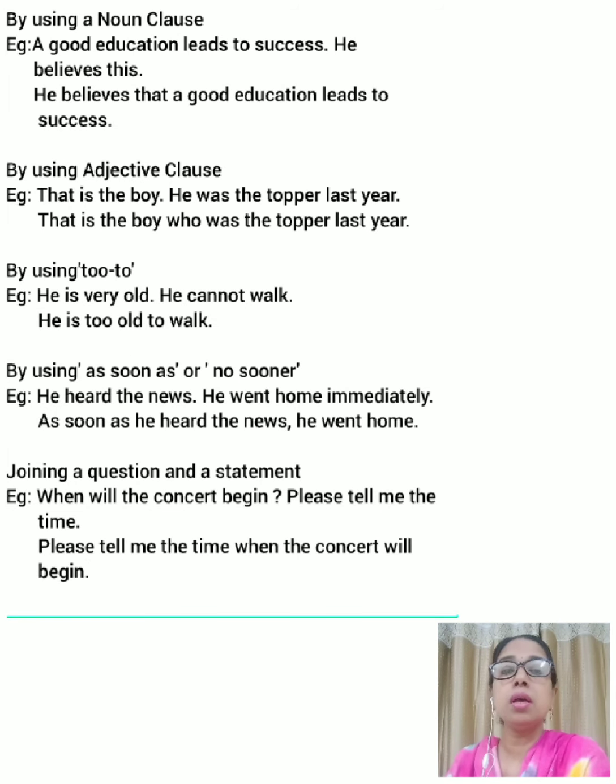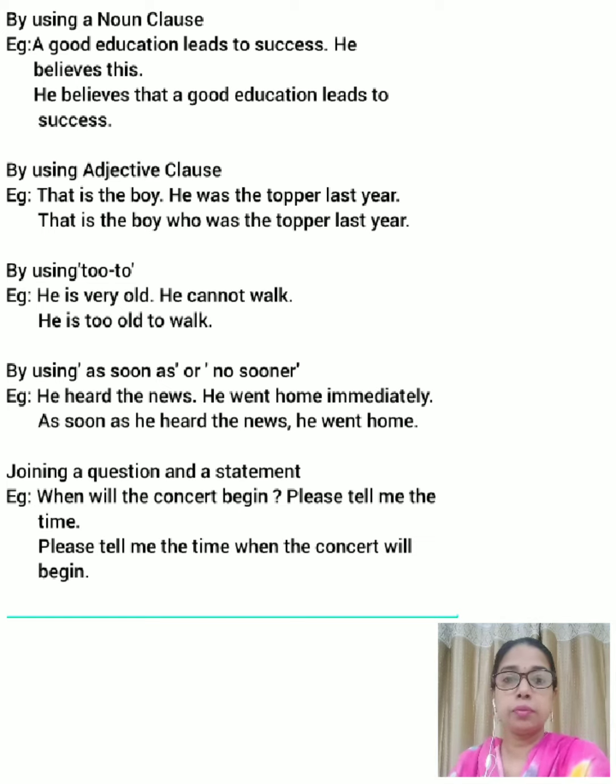The next is by using a noun clause. Example, a good education leads to success. Full stop. He believes this. So how will you write this? He believes that a good education leads to success. So here the noun clause has been used. The next is by using an adjective clause. Like for example, that is the boy, he was the topper last year. So the adjective clause who will be used because it is related to a person. That is the boy who was the topper last year.